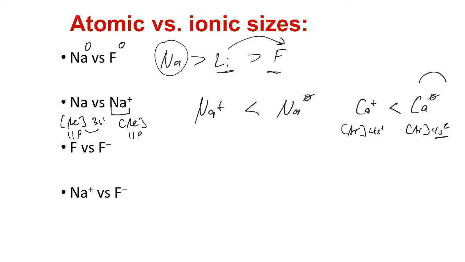So cations are always smaller than their uncharged counterparts. If we lose another electron, then we can definitely say calcium 2+ will be smaller than calcium+. So this is going to be a golden rule that is always followed.